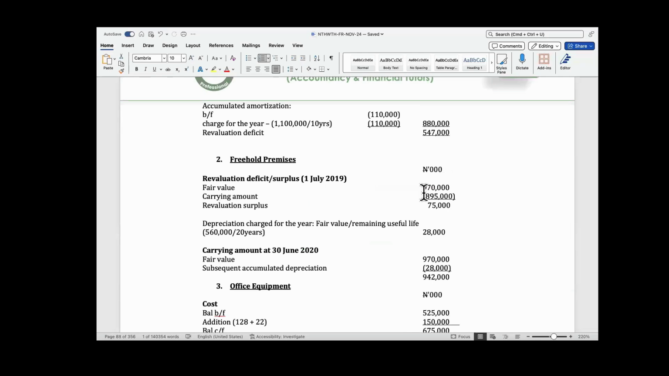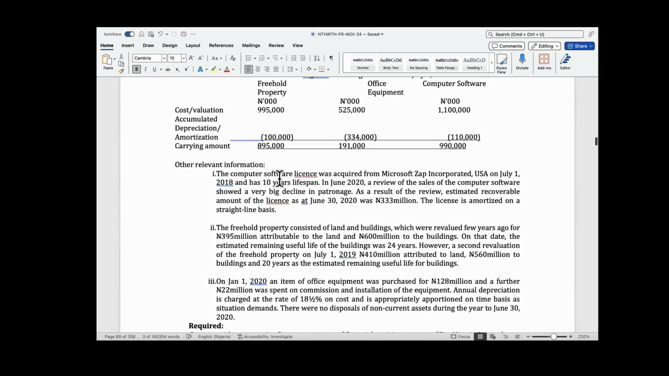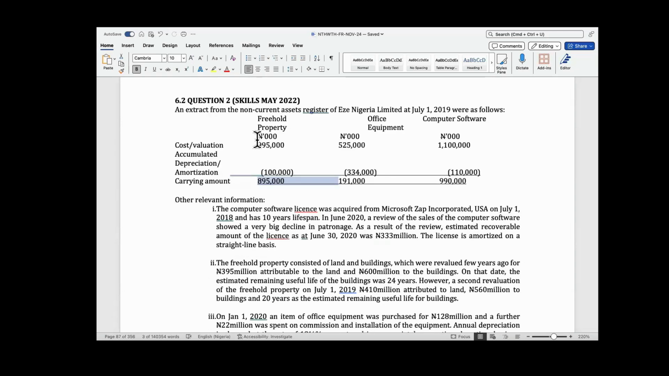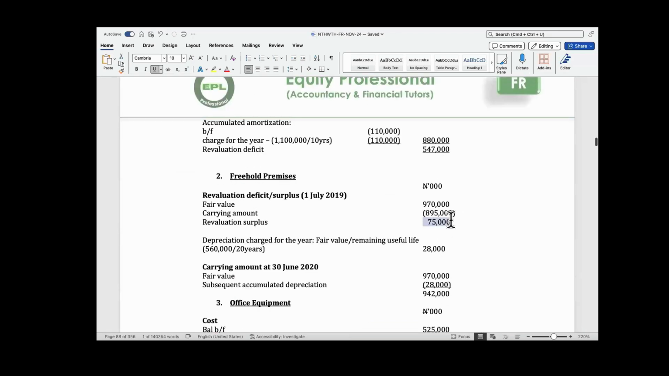And the carrying amount of this freehold premises at this date, you don't have to stress yourself. This is the carrying amount, they've already done it for us here. This is the cost, 995. This is the accumulated depreciation, 100. This is the carrying amount, 895. Since we are doing it at the date they gave us this, I'll just use this directly. So by the time I compare the two, I will get a surplus because my fair value is higher now.